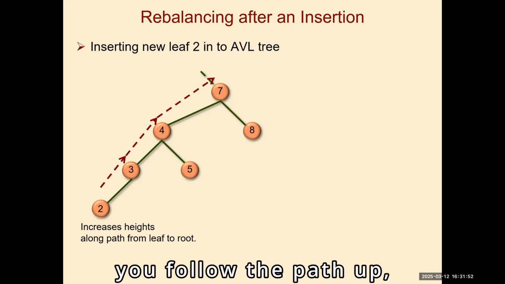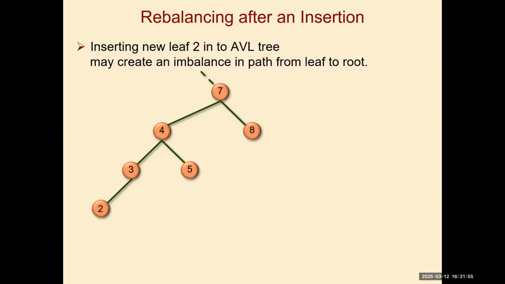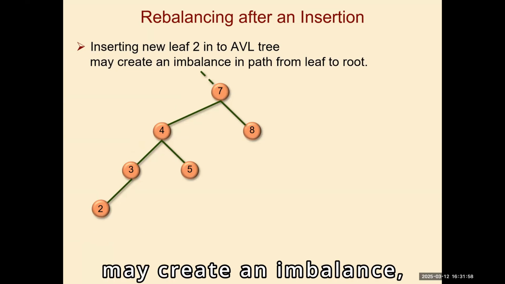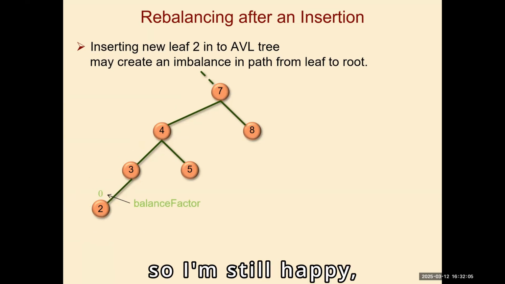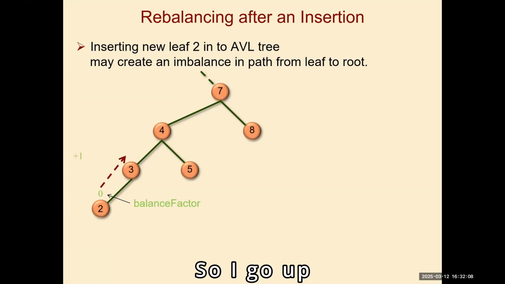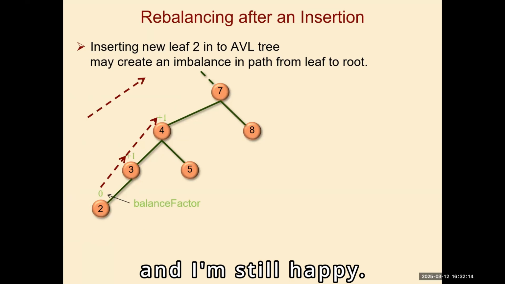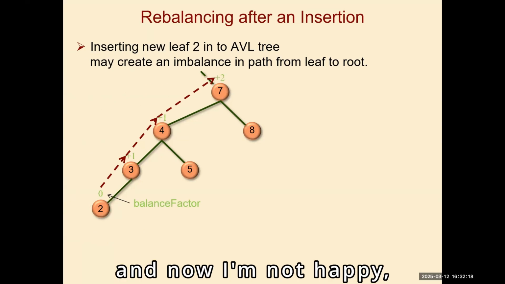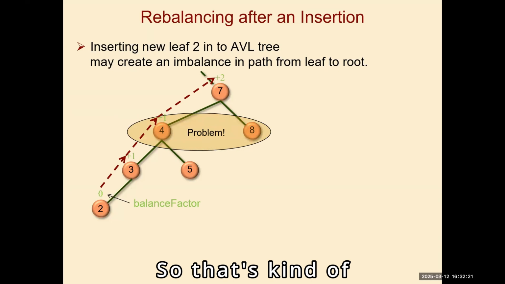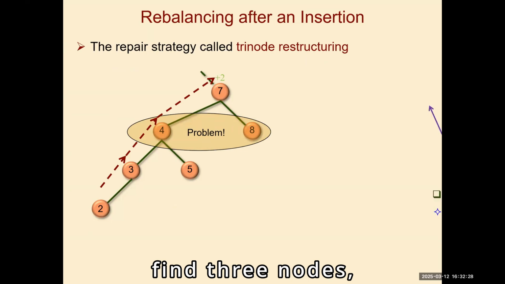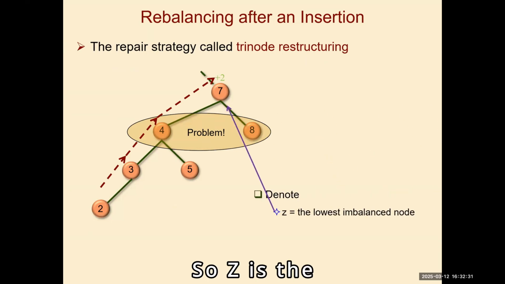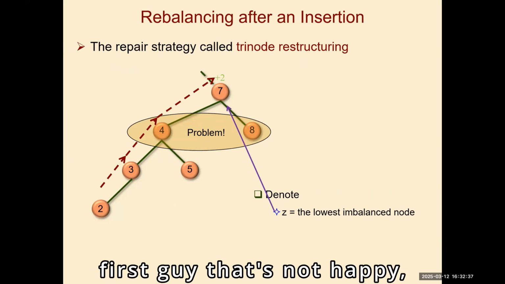We inserted something, you follow the path up, right? Then it may create an imbalance. So I'm still happy, so I go up and I'm still happy. So I go up and I'm still happy. So I go up and now I'm not happy, right? So that's kind of where the problem is. And then you find 3 nodes, right? Z is the first guy that's not happy, right?